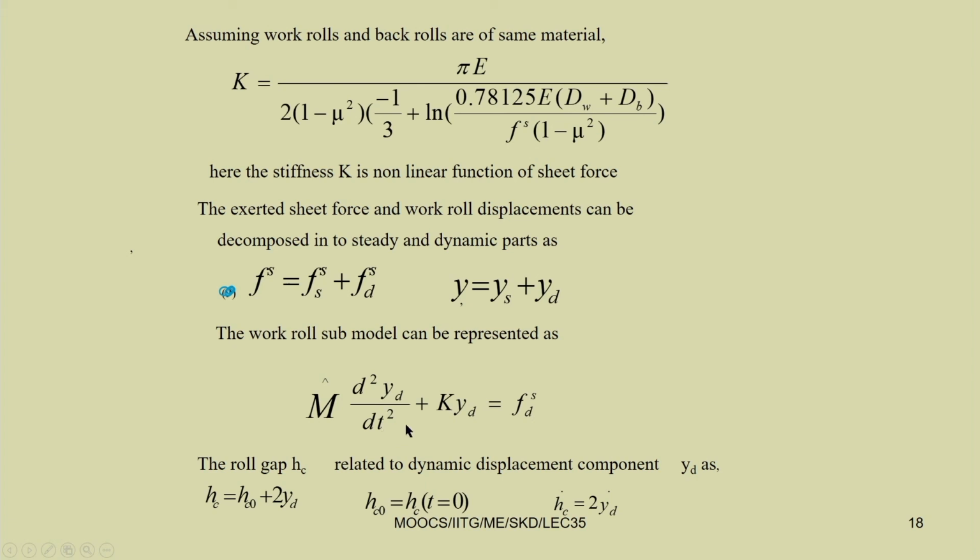So, m d square y d by dt square, where y d is the dynamic part of the displacement, plus k y d equal to F d s. So, the roll gap h c can be written as h c 0 plus 2 y d, as we are considering 2 work rolls, that is why. This roll gap can be written as h c equal to h c 0, this is the initial gap, plus 2 y d. So, h c 0 is h c at t equal to 0, that is initially.